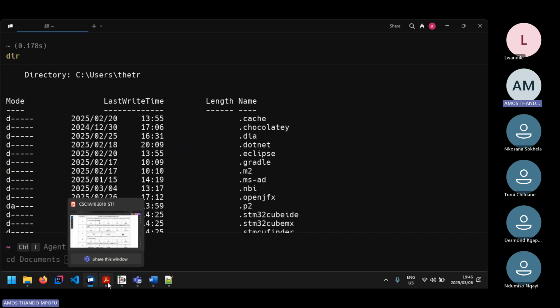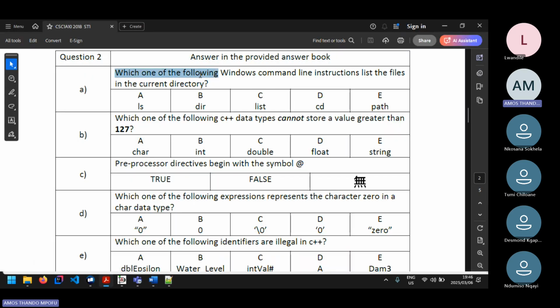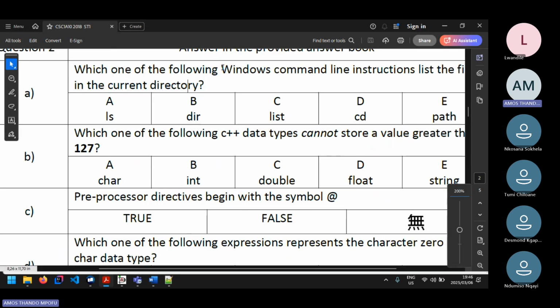But that's not what we're trying to find out. We're trying to answer this question: which one of the following Windows command line instructions lists the files in the current directory? The main key thing to understand here is that they said Windows.